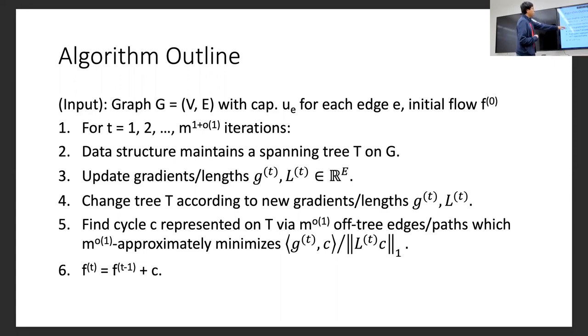We're going to change the tree T according to these new gradients and lengths in some way. The data structure is going to do that. The tree T will change by only a few edges, like m^(o(1)) edges per iteration. Now we're going to call the data structure one more time to find a cycle that's efficiently represented on the tree T with a couple of off-tree edges and approximately minimizes that ratio over all cycles C. And then we're going to scale C properly and then add C to F. So that's the general algorithm structure.